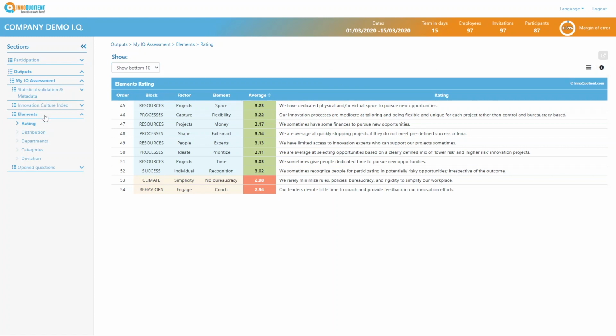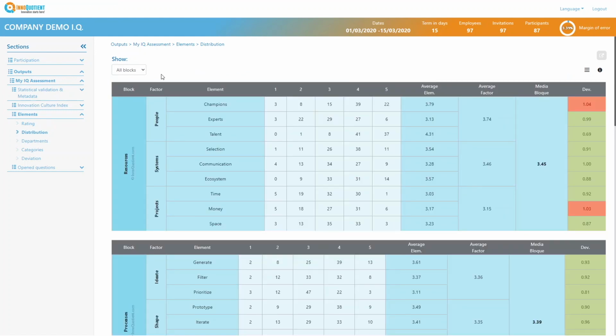Next, we are going to see the distribution table. It shows the detail of the consensus level among participants to obtain the index of each element. This is linked to the concept of deviation. It is not the same thing having 3.79 with 1.04 deviation, which shows a high dispersion of participants' valuations, than getting a lower valuation, such as 3.23 with 0.87 deviation. In this case, participants have coincided in the values chosen.